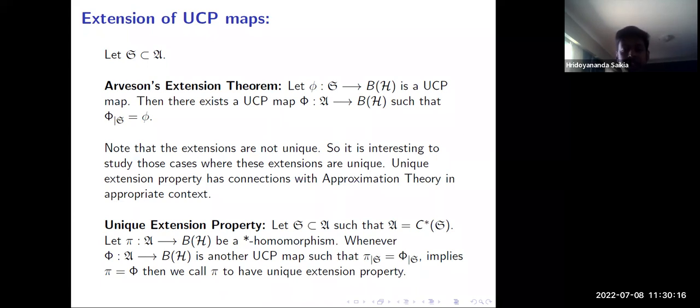So the unique extension property is defined with respect to some operator system. Here the context of the operator system comes into play. So we say that the star homomorphism pi has the unique extension property if its restriction to that operator system has a unique extension to the whole C-star algebra, and that should be pi itself.